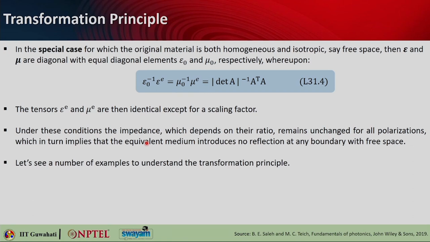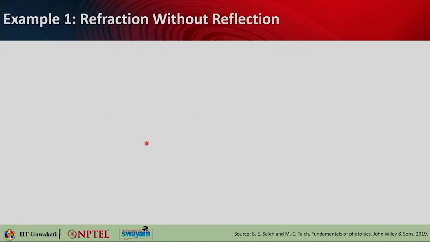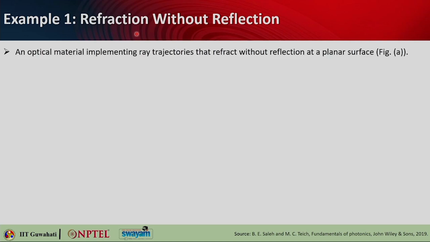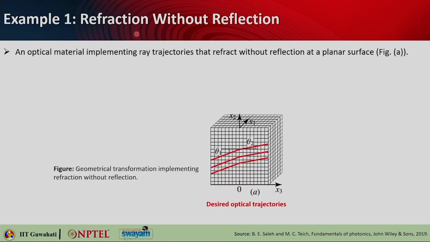Okay. So, let us see a number of examples now to understand the transformation principle. This is the first example that we will be discussing today. Let us try to create a refraction without reflection. Usually refraction and reflection both come together, but here you are able to make some material which can give you only refraction and no reflection.